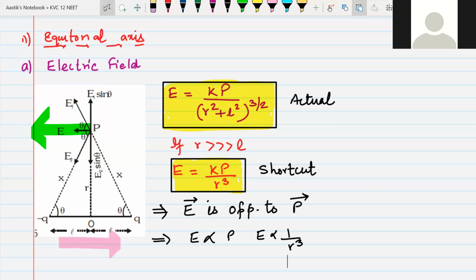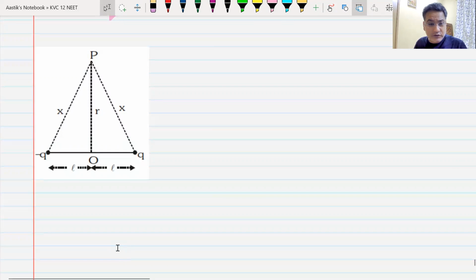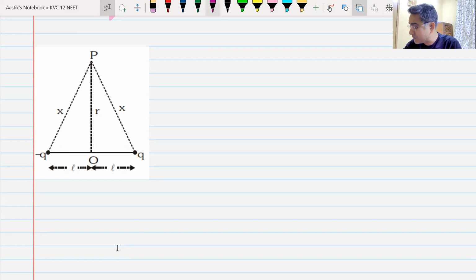Okay, now we have this diagram, bacha. This is the diagram of electric potential due to a dipole on an equatorial point. And what would you see? It's very, very simple. This is case number B, electric potential due to a dipole on an equatorial axis.